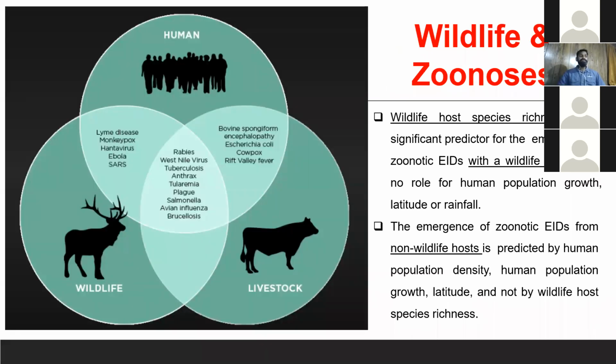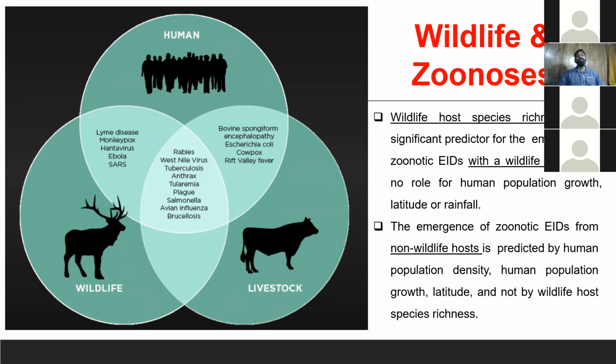And wildlife and zoonosis, as we all know, disease is a complex process which involves host, environment, and pathogen. Here in the pie diagram, you can see that wildlife host species richness is a significant predictor for the emergence of zoonotic emerging infectious diseases with wildlife origin.